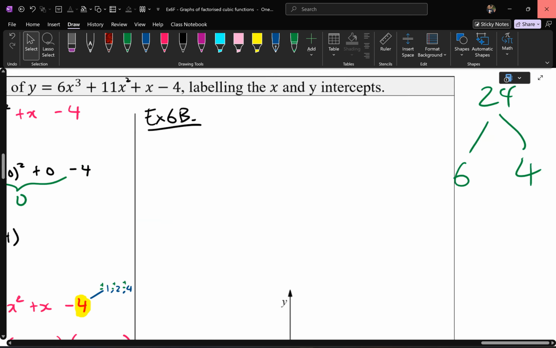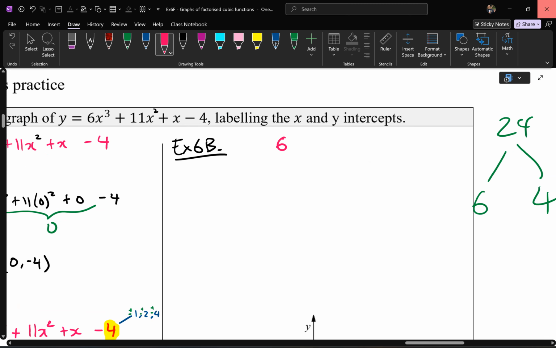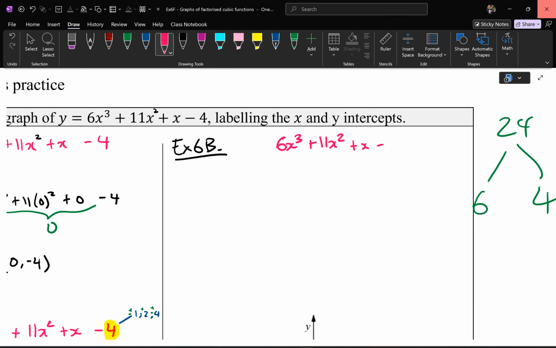So 6b, we're essentially saying, well now since I know 6x cubed plus 11x squared plus x minus 4, if I divide it by x plus 1, that should have 0 remainder because I know this is a factor. It has 0 remainder. If it has a 0 remainder, what is the quotient? What does this end up being?